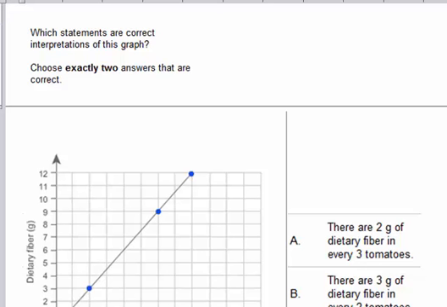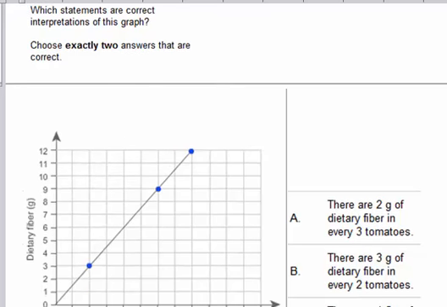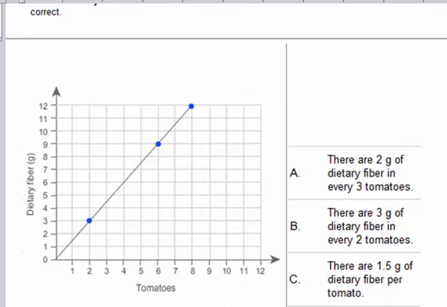Alright, so our next question, we're going to make it start looking at graphs. So which statements are correct interpretations of this graph? And it tells you that there are exactly 2 answers, so you know you have to mark 2. So we have A, there are 2 grams of dietary fiber in every 3 tomatoes. B, there are 3 grams of dietary fiber in every 2 tomatoes. C, there are 1.5 grams of dietary fiber per tomato. And then D, there's 0.7 grams of dietary fiber per tomato.